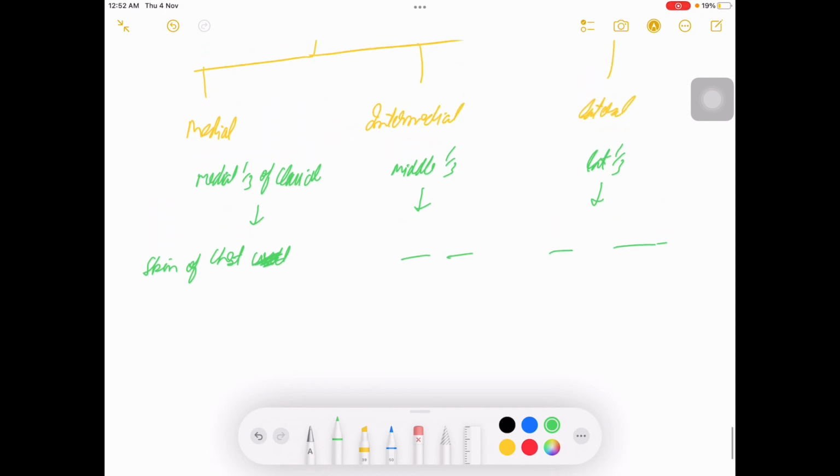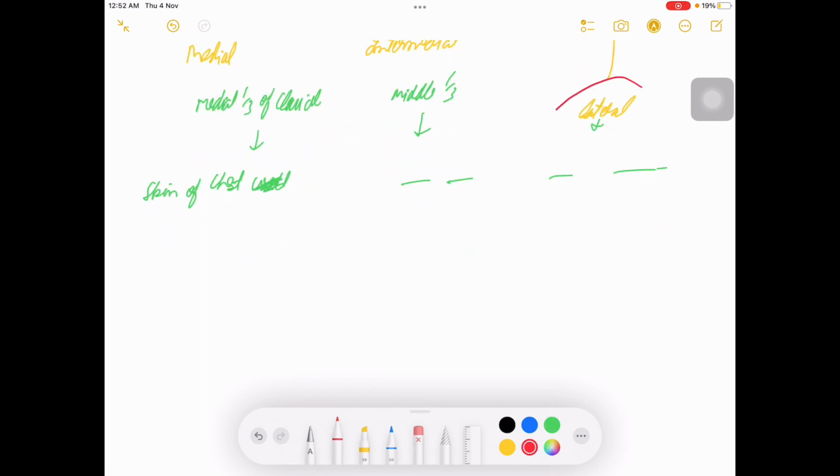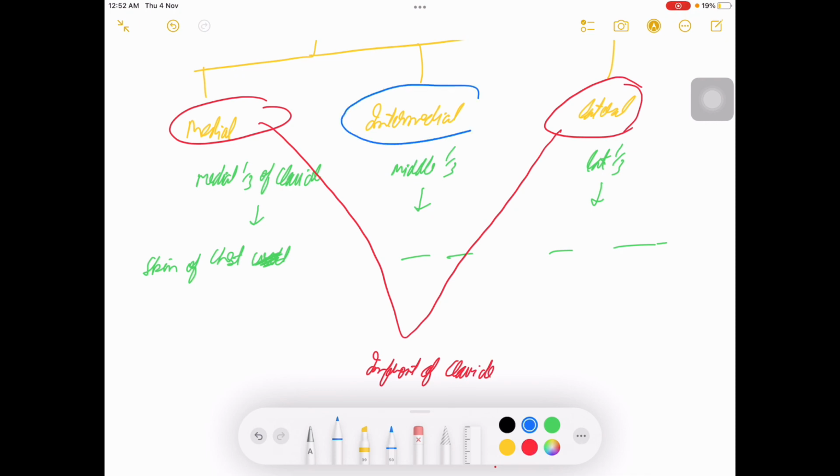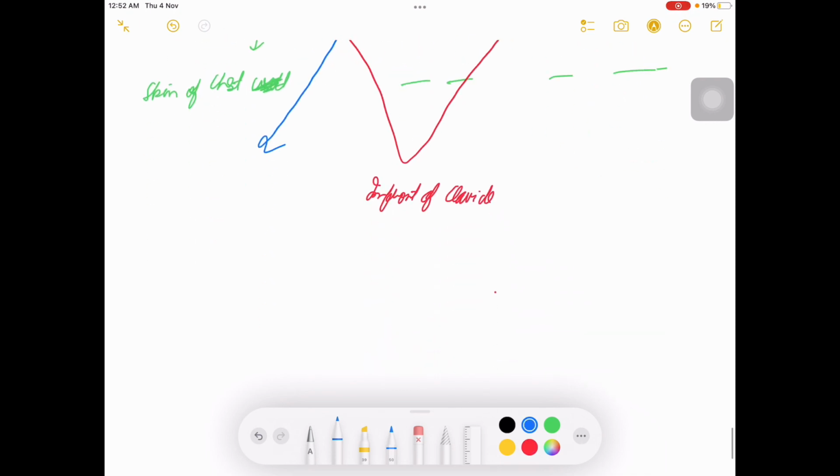Just the catch is these two are always present in front of the clavicle, whereas the intermediate one sometimes is present in front of the clavicle and sometimes passes through it.